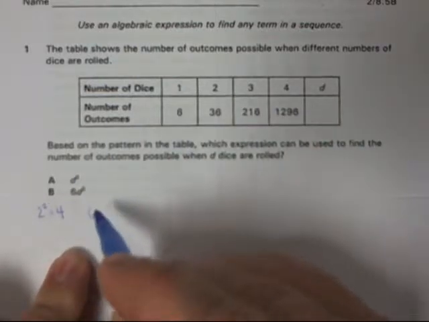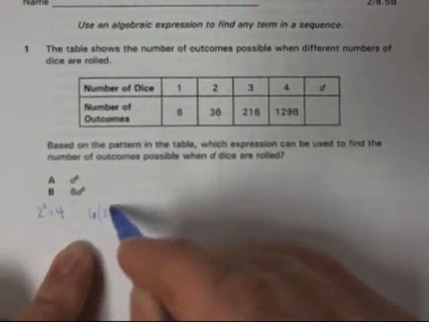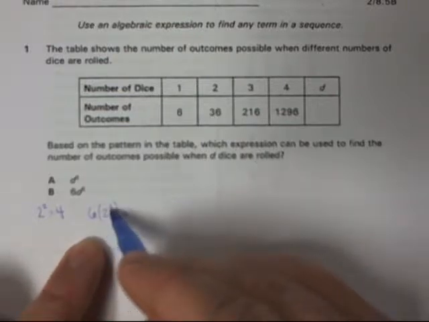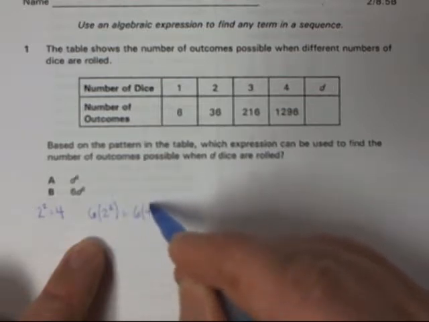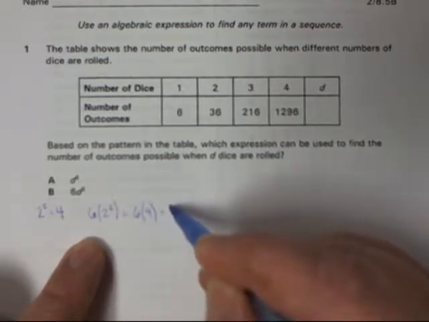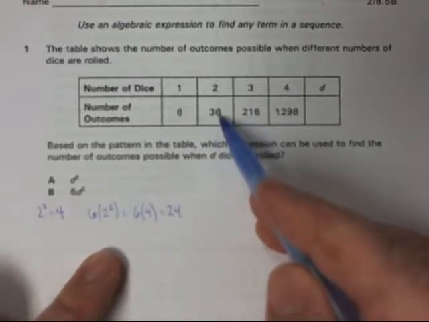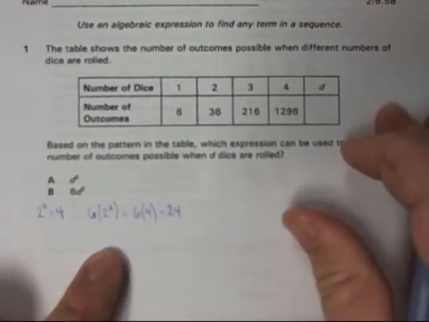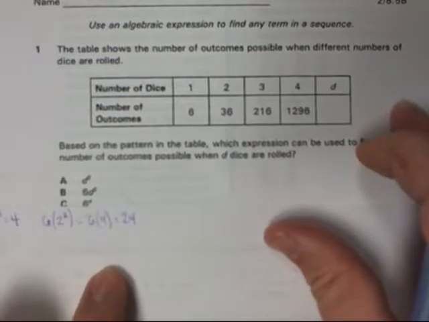6 times 2 squared. Let's see what that equals. Well, I know 2 squared is 4. 6 times 4 equals 24. Okay, well, again, we're looking for 36 as our number when 2 dice are rolled. So the answer cannot be B.